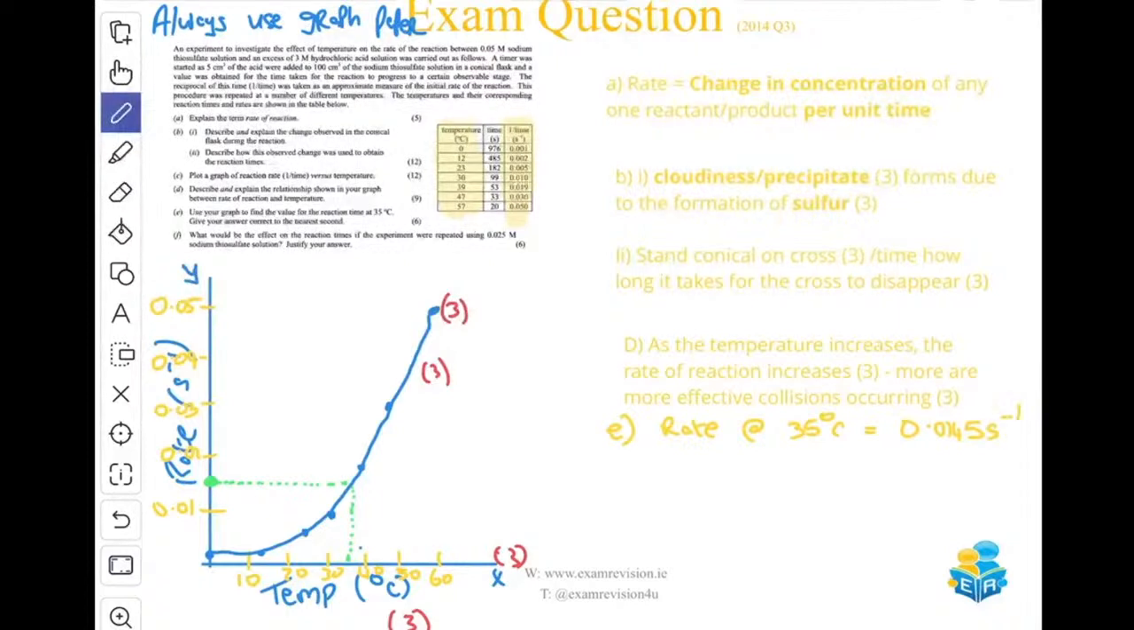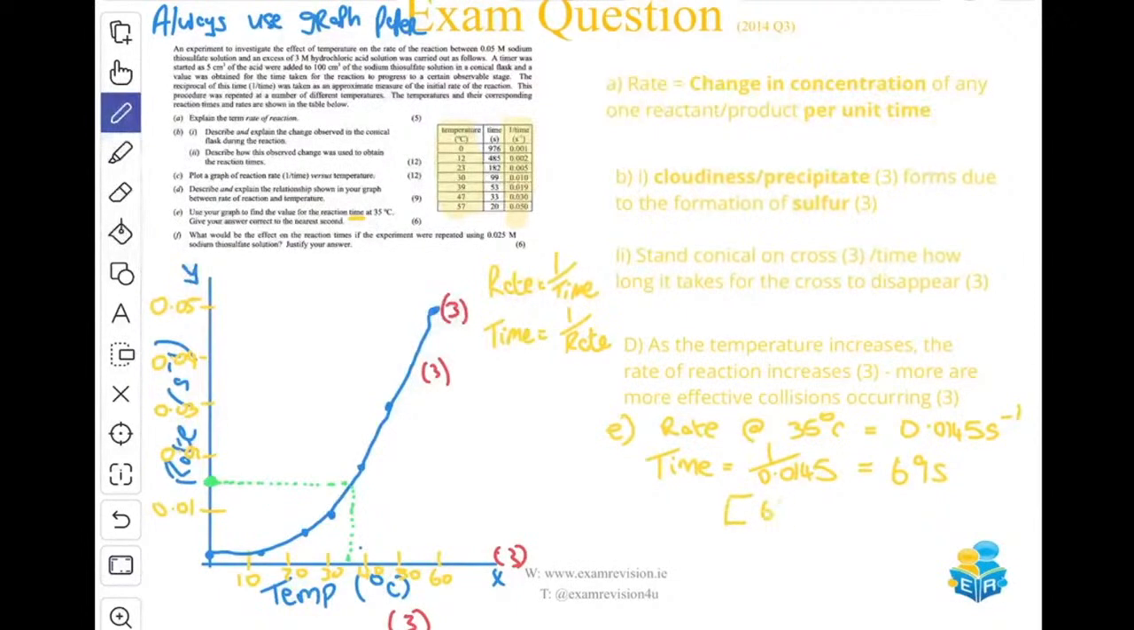So we know that rate equals 1 over time. So if you were to rearrange that, we can say that time is equal to 1 over the rate. So that's what you're going to do. Time is equal to 1 over the rate, which is 1 over 0.0145. And when you do that, you will get around 69 seconds. That year they took any value between 66 and 72 seconds.